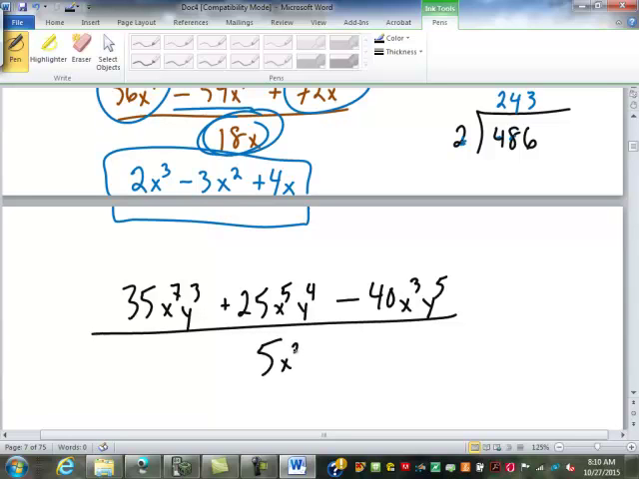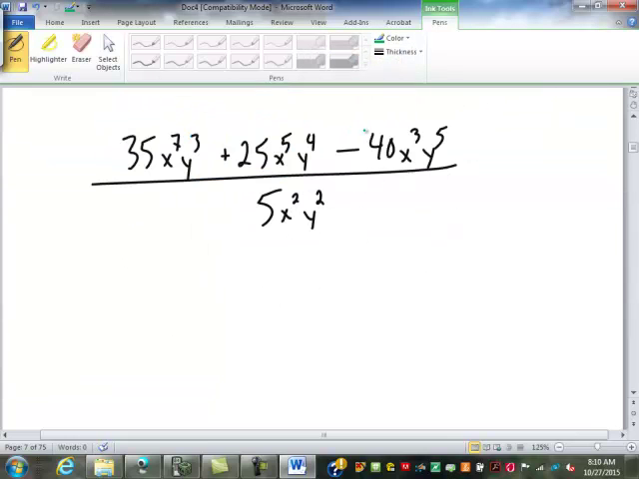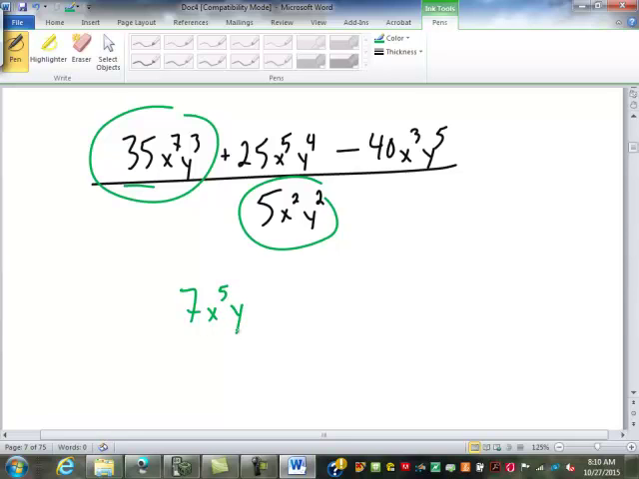Not really, no. So like here, usually I start at the front and go to the left. Division, we usually go left to right, just because that's how we're used to doing division. So 35, x to the 7th, y to the 3rd, divided by 5, x squared, y squared. 35 divided by 5 is 7. X to the 7th divided by x squared, we subtract powers. 7 minus 2 is 5. Y to the 3rd divided by y squared, well, 3 minus 2 is 1, so it's just y.